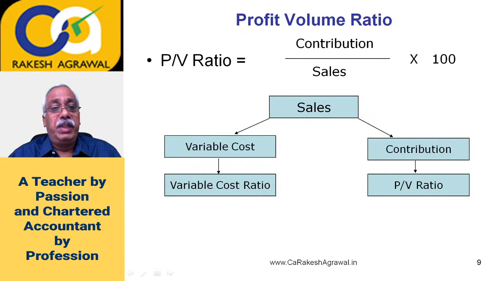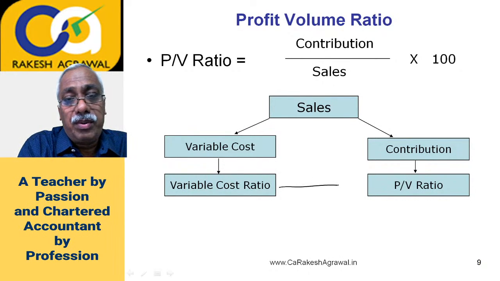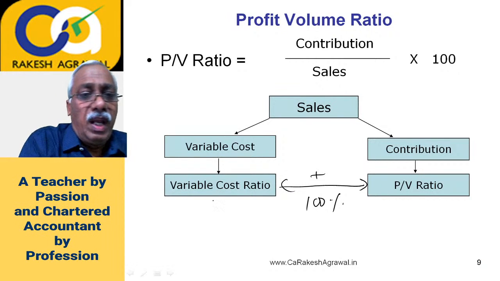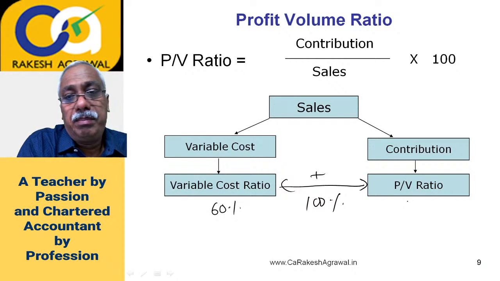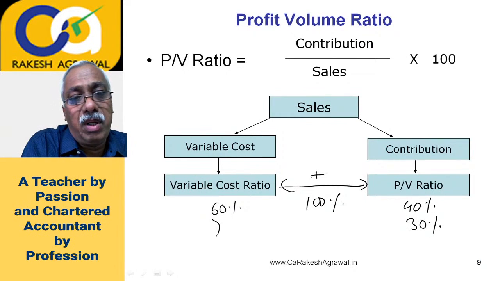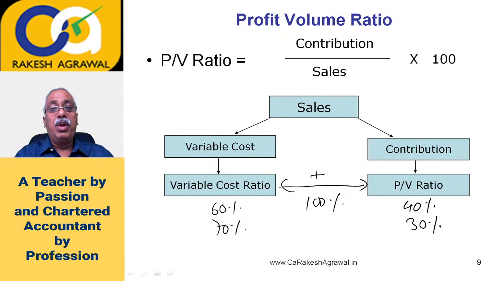Now try to understand some speciality about these two ratios. The total of the variable cost ratio and PV ratio will always be 100%. Naturally, my dear friends, if variable cost is 60%, PV ratio will be 40%. If PV ratio is 30%, variable cost ratio will be 70%. Because there are two parts of sales. Sales is your denominator, that is 100. When we calculate percentage, the denominator becomes 100. If sales is 100 and one part of sales is variable cost and another part is PV ratio, naturally the two ratios total will always be 100%.